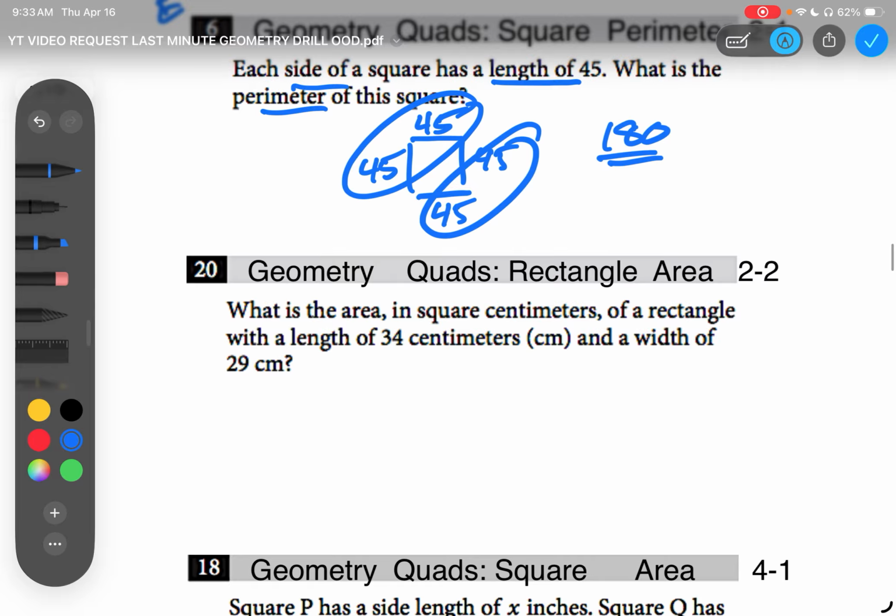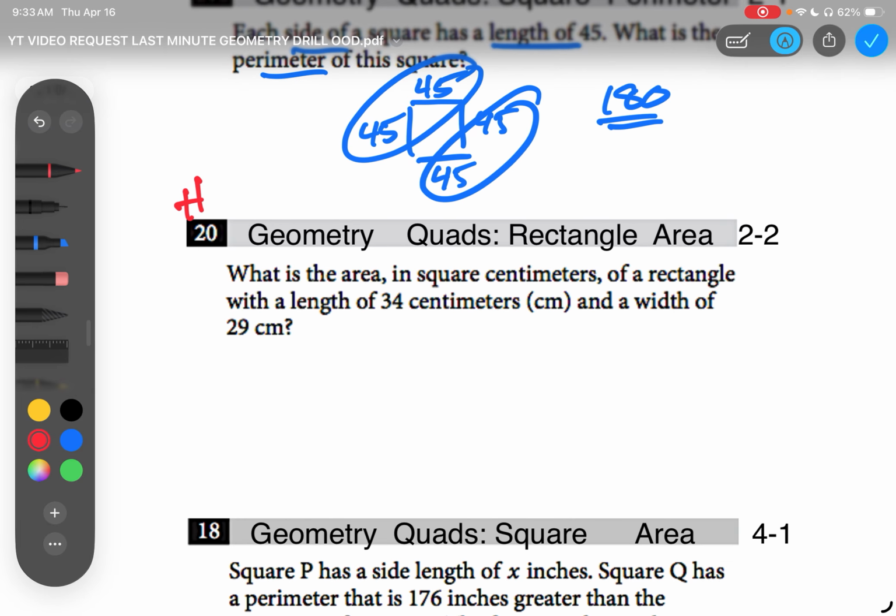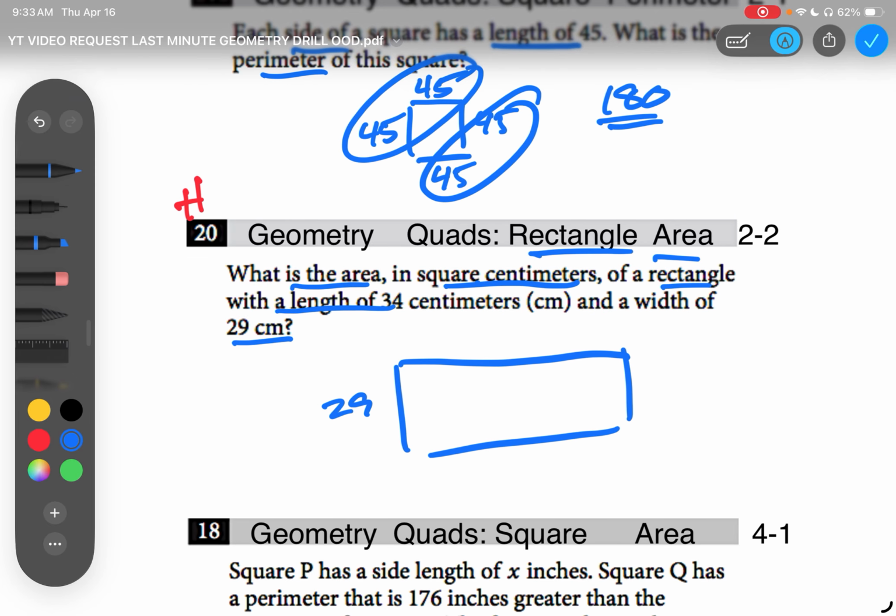Question number 20. Ooh, this is supposed to be a hard question. Remember, we're going deep. Once we get into the 20s, we're in the deep, deep, deep part of the pool. No answer choices in this question, but I know it ain't going to be hard if I know my business. Now, this is dealing with rectangles, specifically area. What is the area in square centimeters of a rectangle with the length of 34 and 29? Draw your rectangle. My shortest length is 29. I put it there. I'll put that 34. And what is the area of, oh, what if you don't remember?